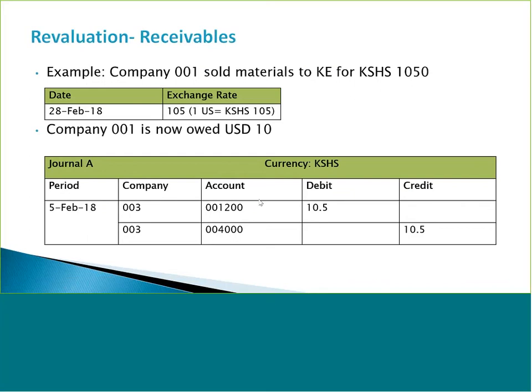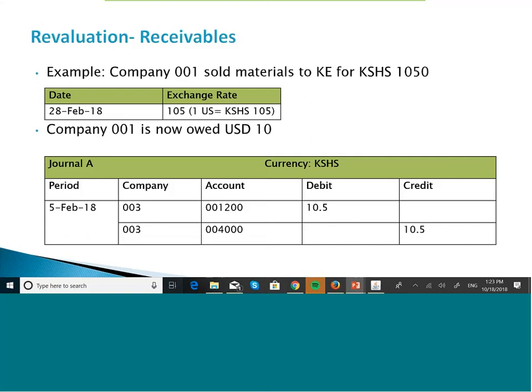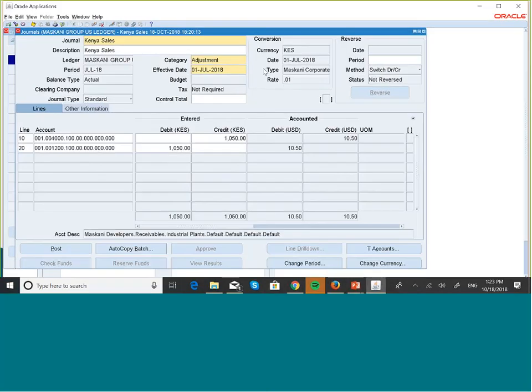So fast forward to the end of the month, which in our case in our system is 31st January. Exchange rate has turned to $1 for 105 Kenya shillings. Maskani wants to run financial reports, but before they do that, they have to do revaluation so that they do not state the wrong numbers in their reports. Okay, so let's go ahead and do the revaluation.